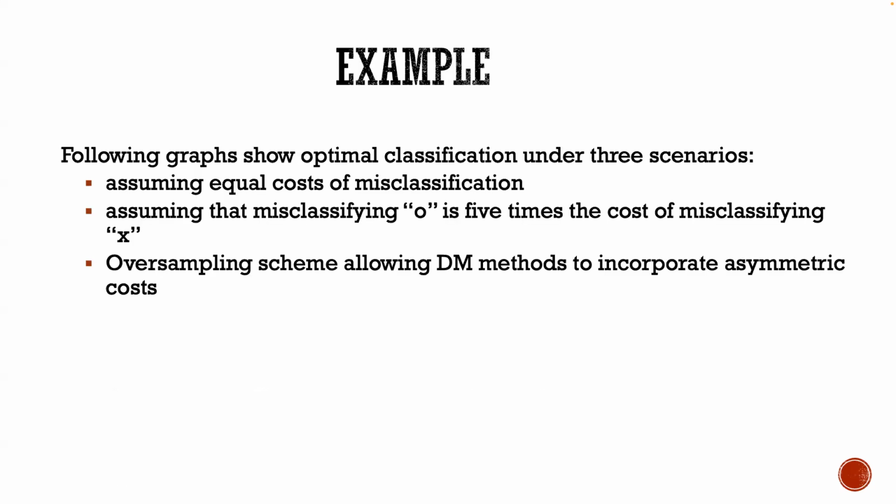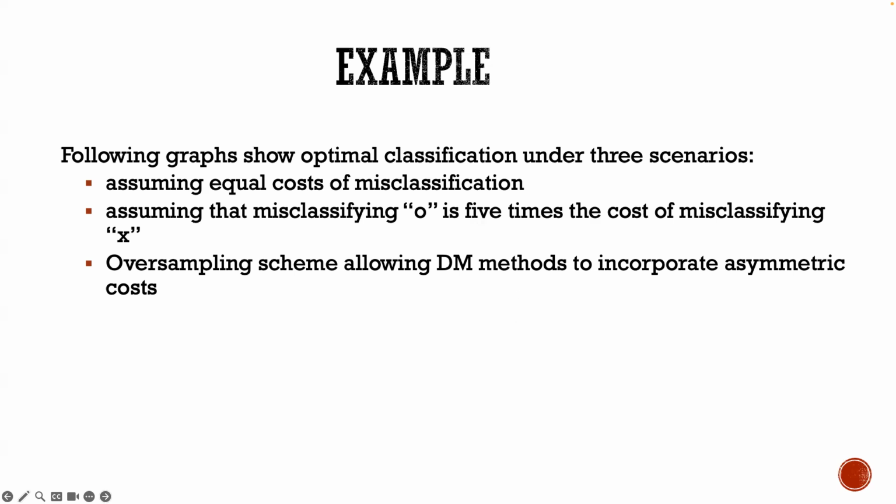This is something we will see in three scenarios in the next few slides. The first is the optimal classification when we assume equal costs of misclassification. The second is that if we misclassify the important class, we give it a higher cost. If we misclassify the debt defaulter, we want to give 5 times the cost of misclassifying those who don't default. That's another way to do it. And the third one is oversampling, where we ensure that we oversample these debt defaulters or those who will respond to our mailer so that the data mining model can incorporate this asymmetric cost.